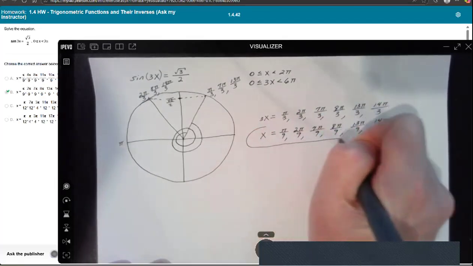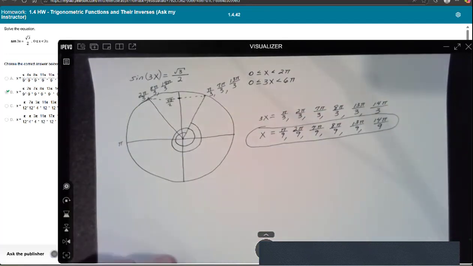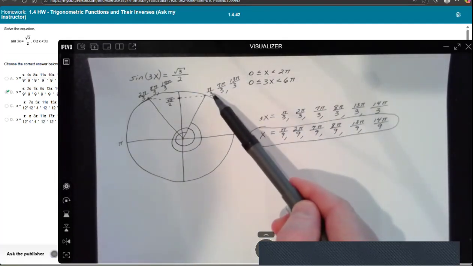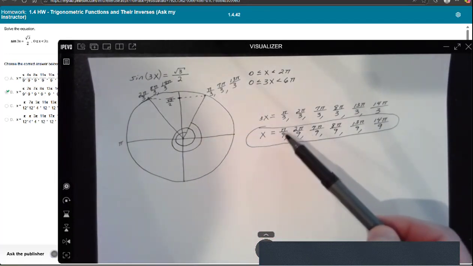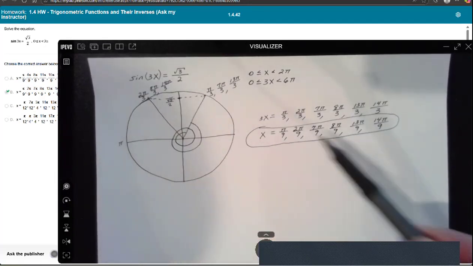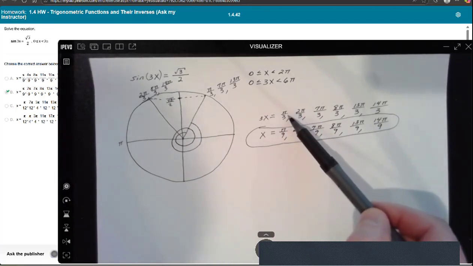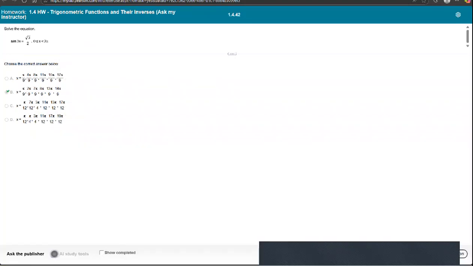Now, I promise you could plug any of these angles in for x in that original function, and it's going to satisfy it, because we know that, for example, the sine of pi over 3 is equal to the square root of 3 over 2. Well, if x is pi over 9, 3 times pi over 9 is going to be 3 pi over 9, or pi over 3, and the sine at that angle is equal to the square root of 3 over 2. Same will be true about any of those values in there. And that should match the answer that Pearson was wanting here, and it does.